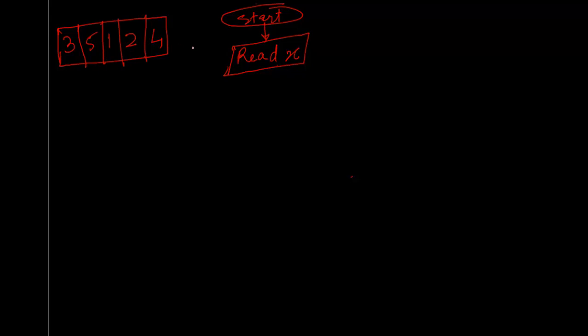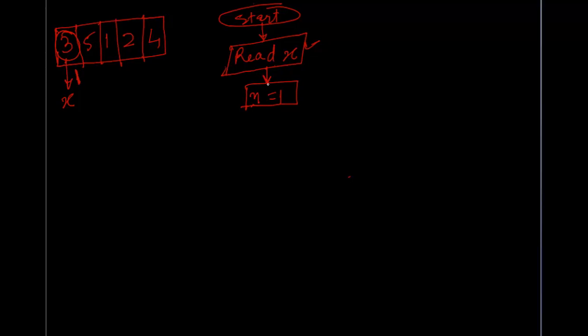I am writing here read x. When I am writing read x, I mean to say read the first number. This will be x. Then when I am reading x, I am assigning serial number as 1, so I will write here n is equal to 1. I have read the first number, and I will memorize that I have read one number. I am assigning 1 to this n because I have scanned one number.